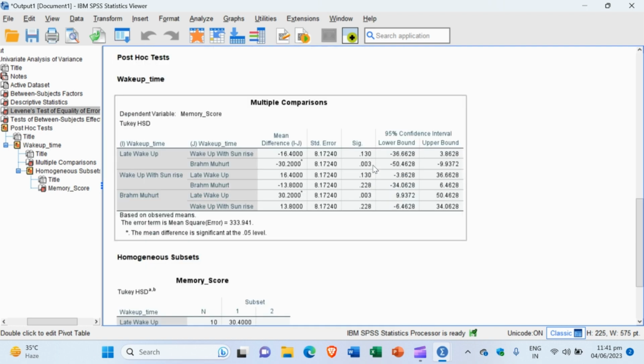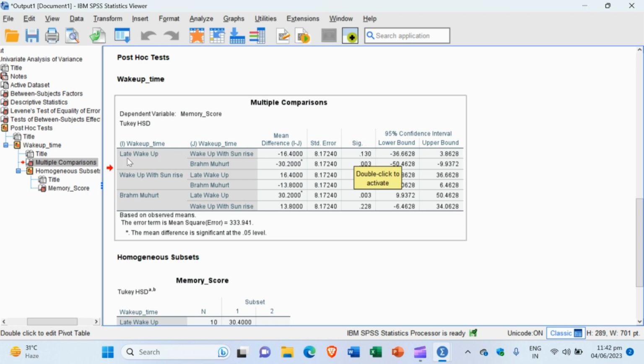Now we come to the result of the post hoc test, that is the Tukey test, and we see the Tukey test result is visible in this table. For each pair of two groups, values are mentioned here. Here we can see that for wake up time, late wake up paired with wake up with sunrise, the significance level was found 0.13. Since its value is greater than 0.05, it is not significant, so the null hypothesis is accepted.